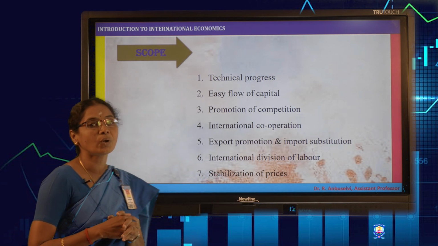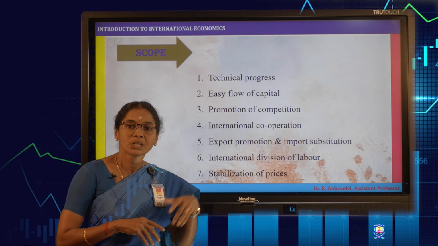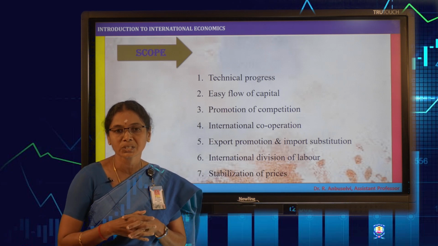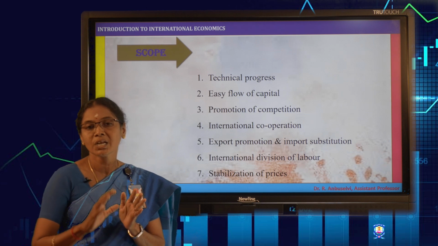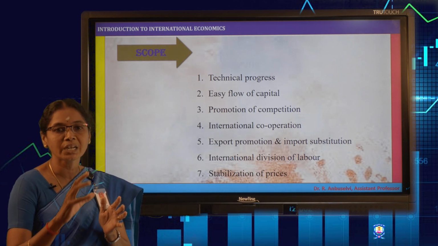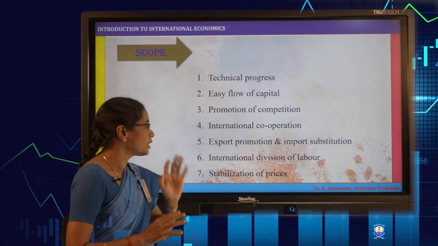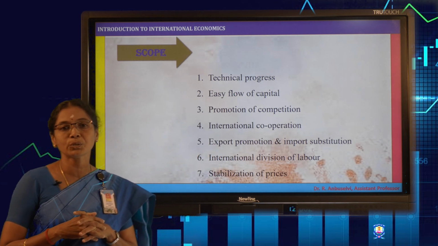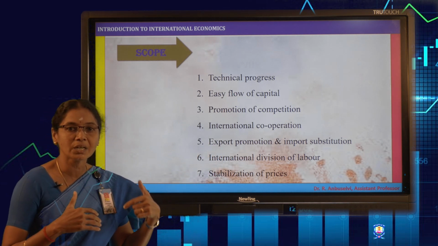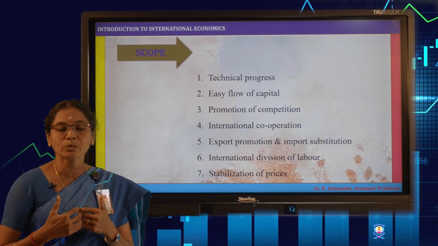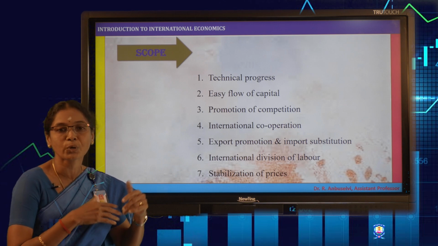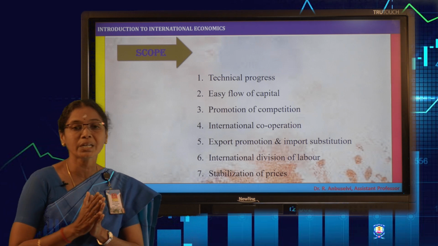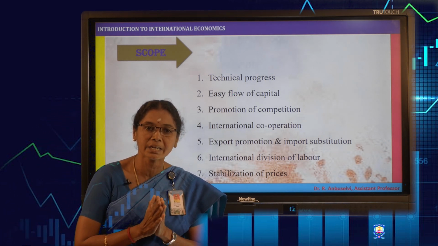And the fourth important one is international cooperation. This can be obtained through various United Nations organizations as well as international institutions that support the countries in an individual manner. And then the fifth important one is international trade promotion and import substitution. International trade and economics also help countries to promote trade, and they can also substitute the raw materials that are scarce in their countries.